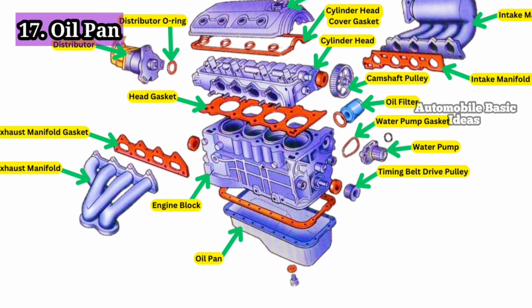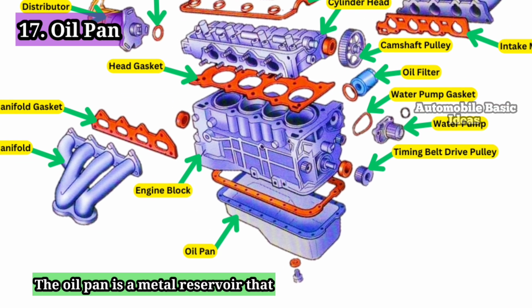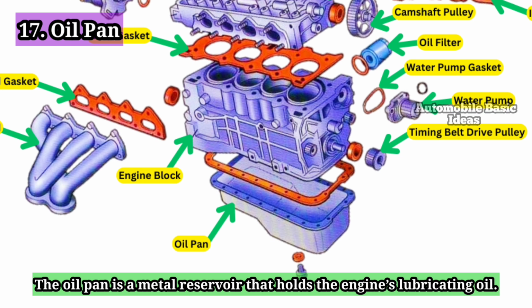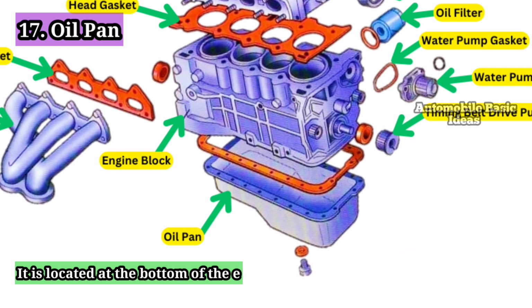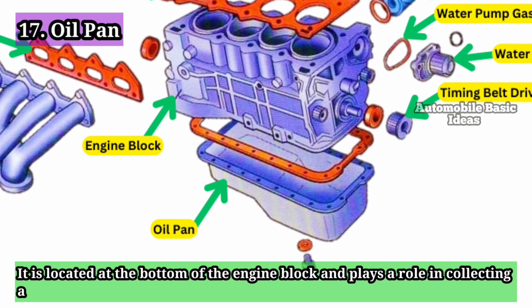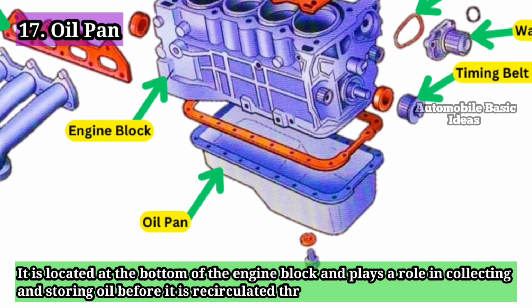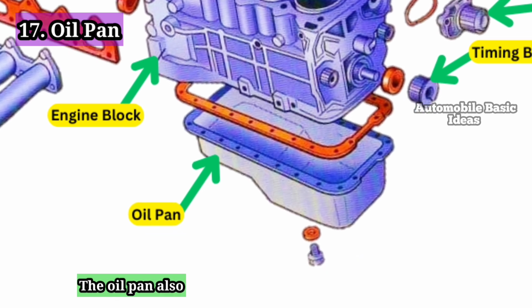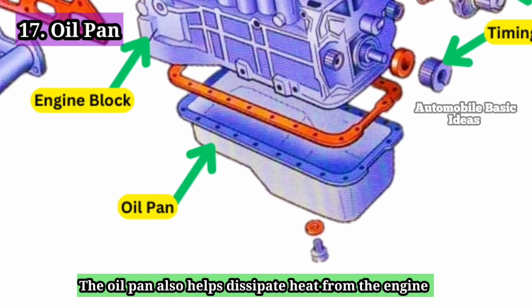17. Oil pan. The oil pan is a metal reservoir that holds the engine's lubricating oil. It is located at the bottom of the engine block and plays a role in collecting and storing oil before it is recirculated through the engine. The oil pan also helps dissipate heat from the engine oil.